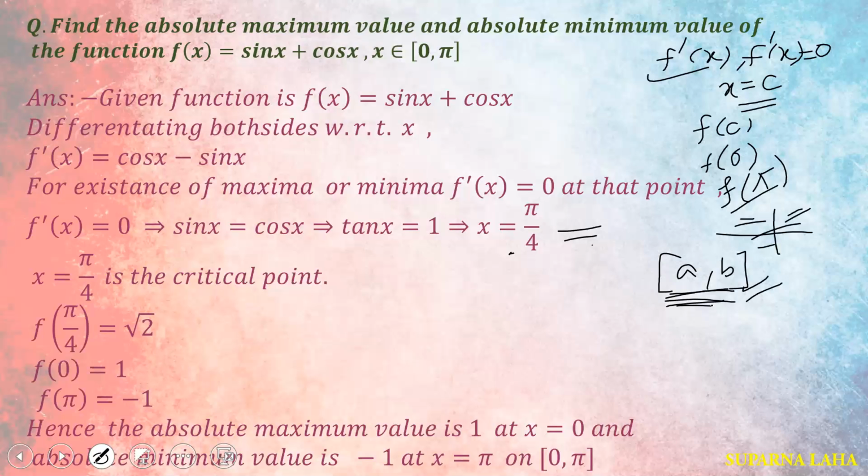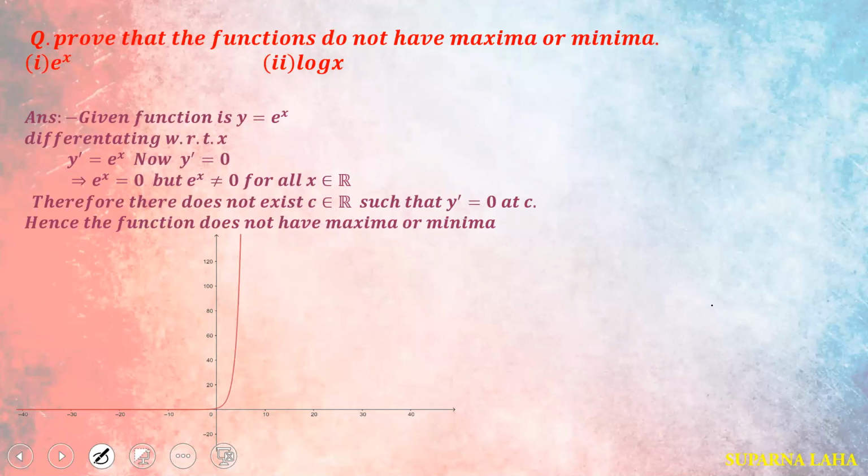So now let's check this one. Prove that the functions do not have a maximum or minimum value. The functions given are e to the power x and log x. So check the graph of e to the power x. You all know that e to the power x is always increasing. Now, we have to show mathematically that it does not have any maximum value or minimum value.